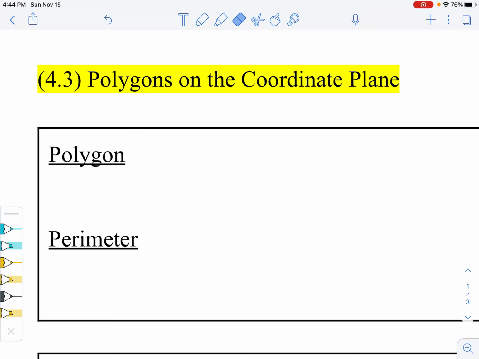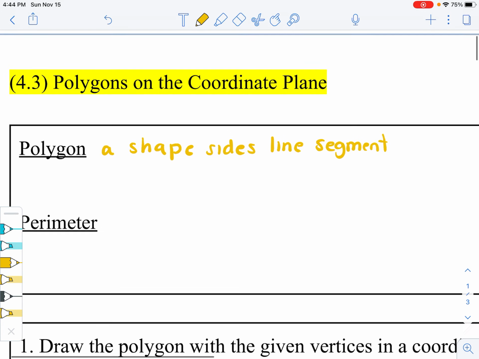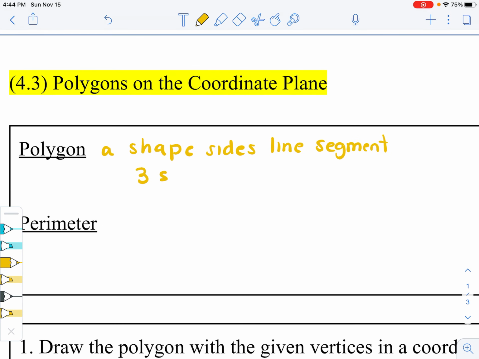In this video, we're going to learn about polygons on the coordinate plane. So first, let's talk about what a polygon is. A polygon is a shape where the sides are line segments. That means that they can't have any curved sides. And this can be from 3 sides on.